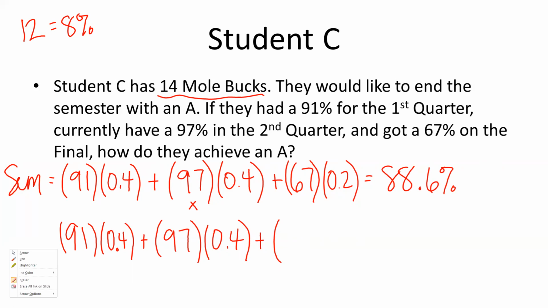Okay, so sorry, I forgot to add 8. So 67 plus 8 would be 75. Yep, just want to check myself. Okay, so let's figure out what their grade is.